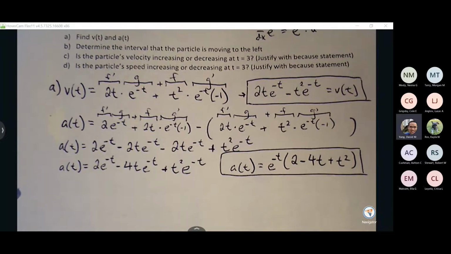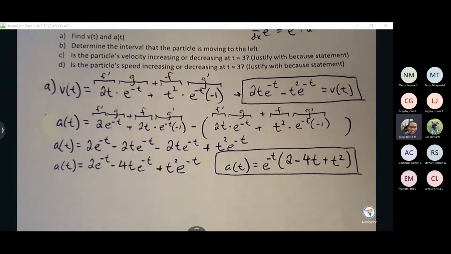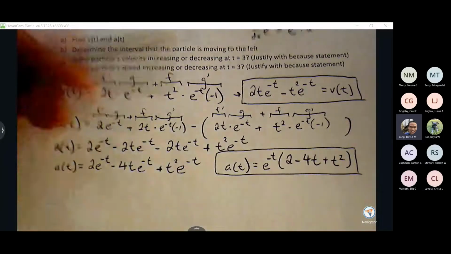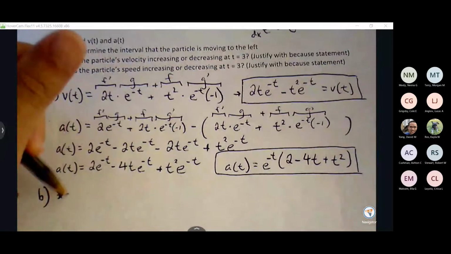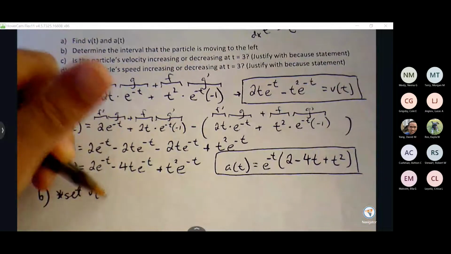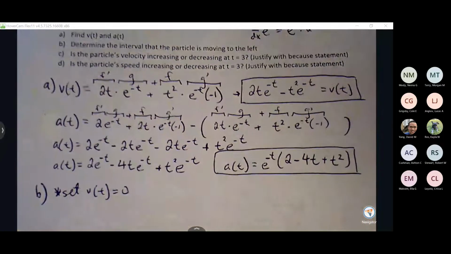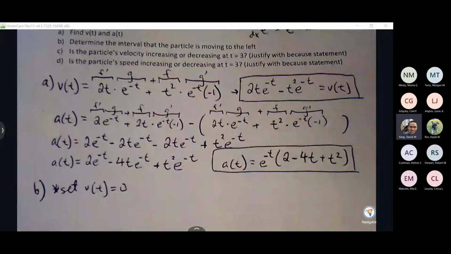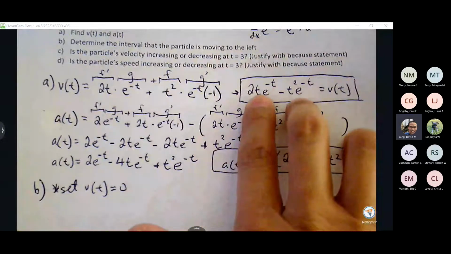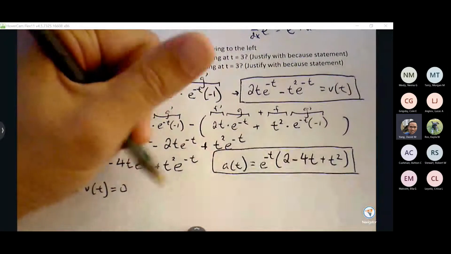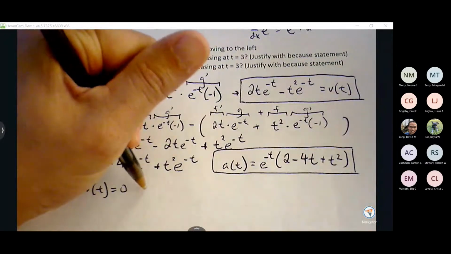Okay. Part B, determine the interval that the particle is moving to the left. Well, before we can determine anything about moving left or right, we have to create our velocity sign line. So part B. Okay. Create our velocity sign line, set v of t equal to 0. Here's my v of t. I'm going to just go ahead and take out a GCF as well. It makes it easier for me to find what I need to find.